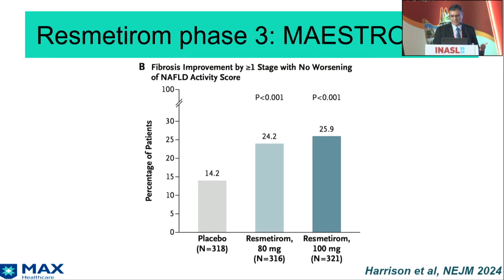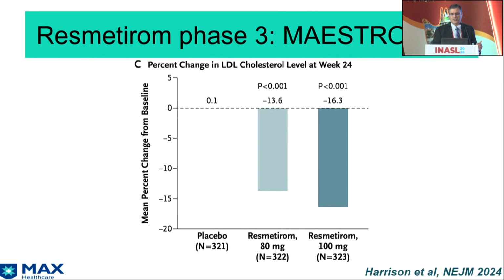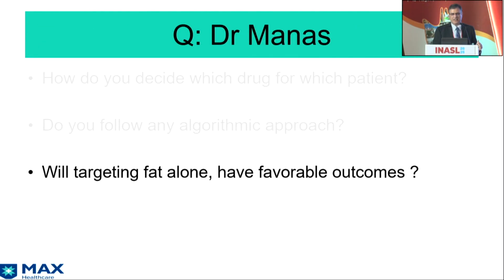And now we have resmetirom, which also has shown improvement in liver fibrosis as well as metabolic profile in terms of reduction in LDL. So I think again coming back to the base of the pyramid, will targeting fat alone have favorable outcomes? Since we are coming back full circle, in patients who do not have an indication of other kinds of pharmacotherapy, will targeting fat alone have favorable outcomes?